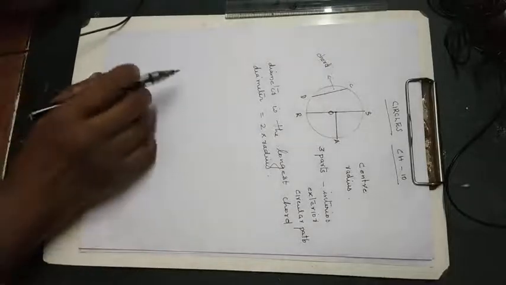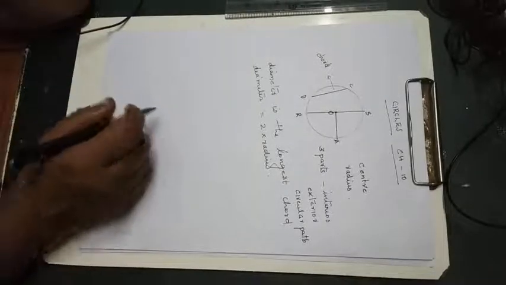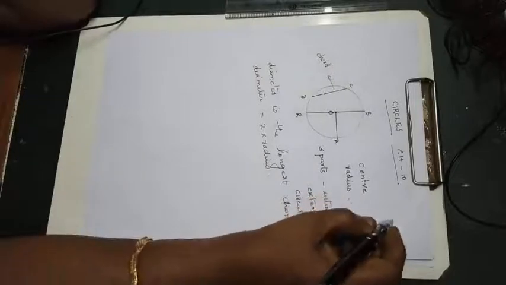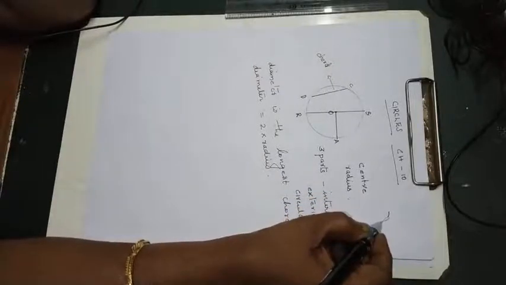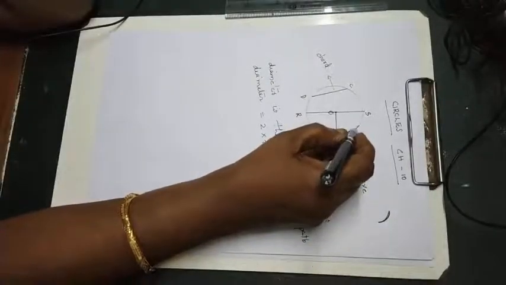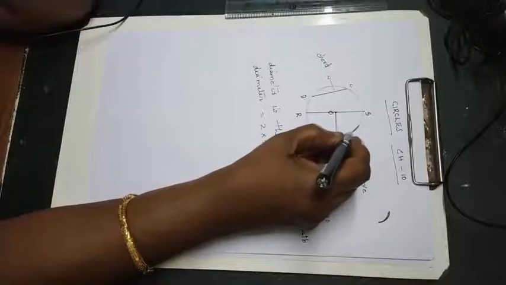Now, another term is arc. What does arc mean? It is a part of a circle. If you take a part of a circle like this, you will get an arc. This portion, when I mark it dark, is a part of the circle.